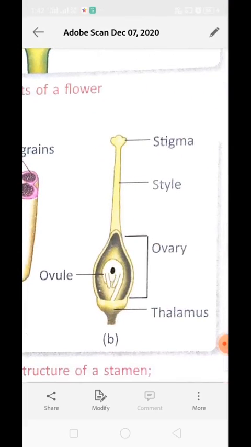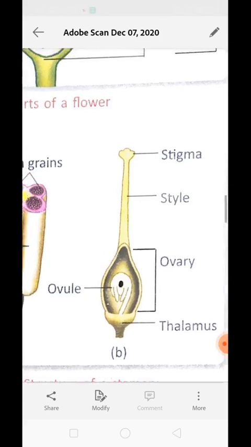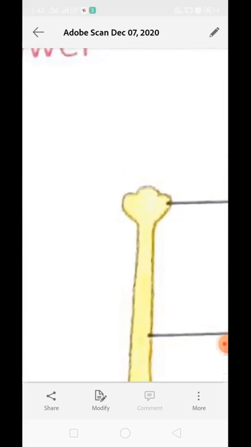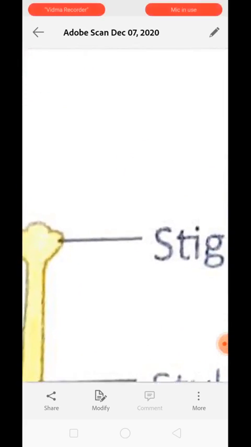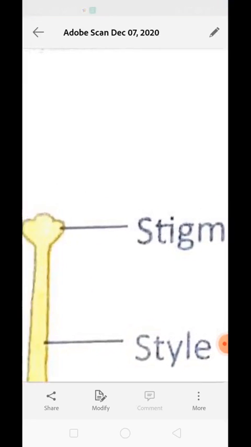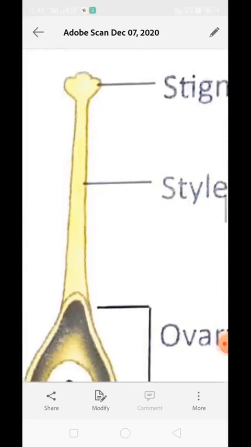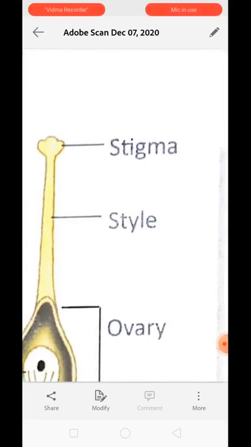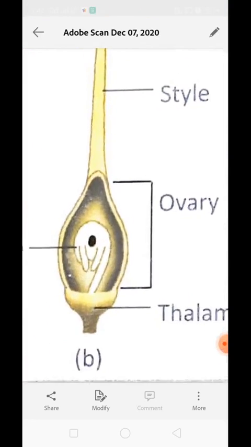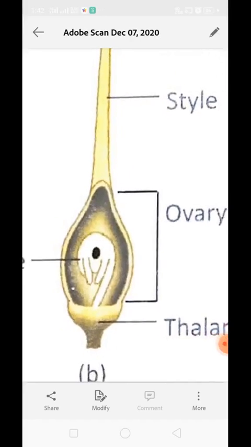The pistil is the female part of the flower which produces the female gamete. It also has three parts. The first swollen part is known as the stigma. The second, tube-like structure is known as the style, and the third, basal swollen region is known as the ovary.